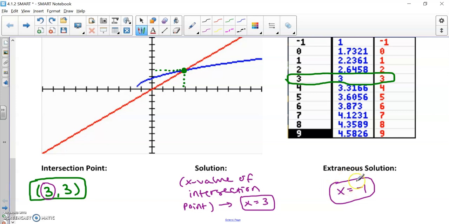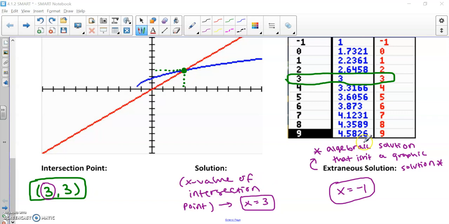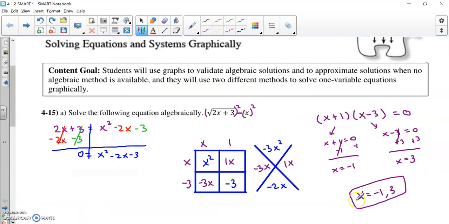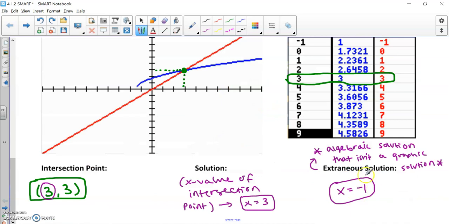All right, so any algebraic solution that's not a part of the graphic solution is your extraneous solution. I can even write that here. Pause the video to write that. All right, so here we are. An extraneous solution is just an algebraic solution that is not a graphic solution. So if you solve it algebraically and you get 2 solutions, but on the graph there's actually only 1, the other one is the extraneous.